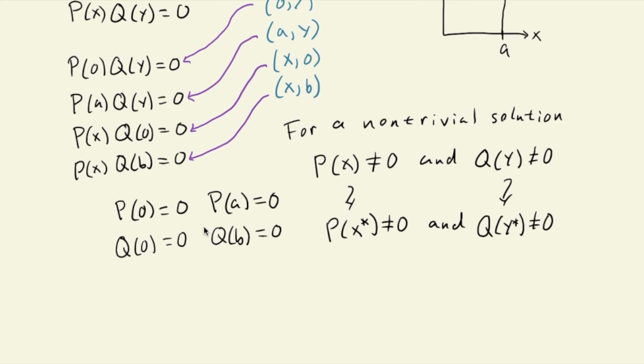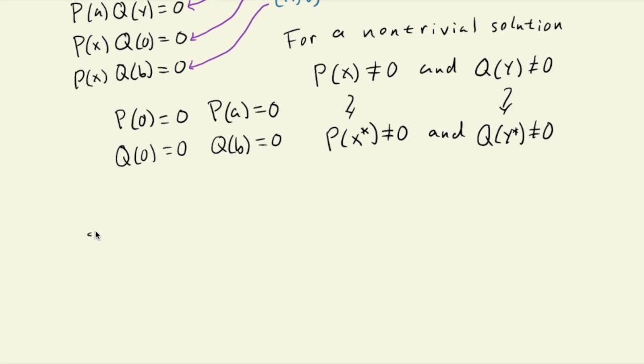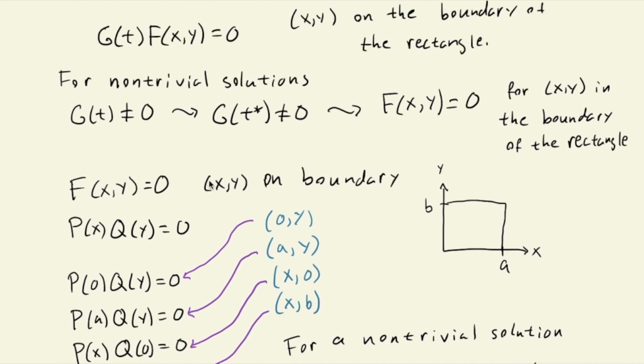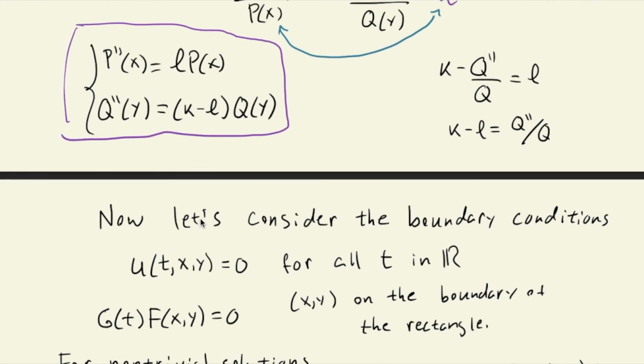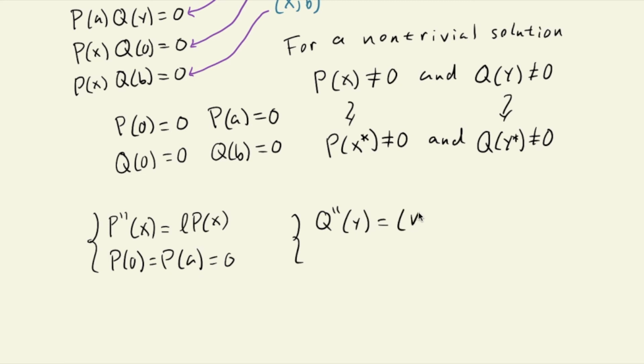What we find then are boundary conditions for p and q. And so we have two boundary value problems. P prime prime of x is equal to, I believe it was L, yeah, L and k minus L, is equal to L times p of x, with p of 0 equal to p of a equal to 0. And q prime prime of y is equal to k minus L times q.